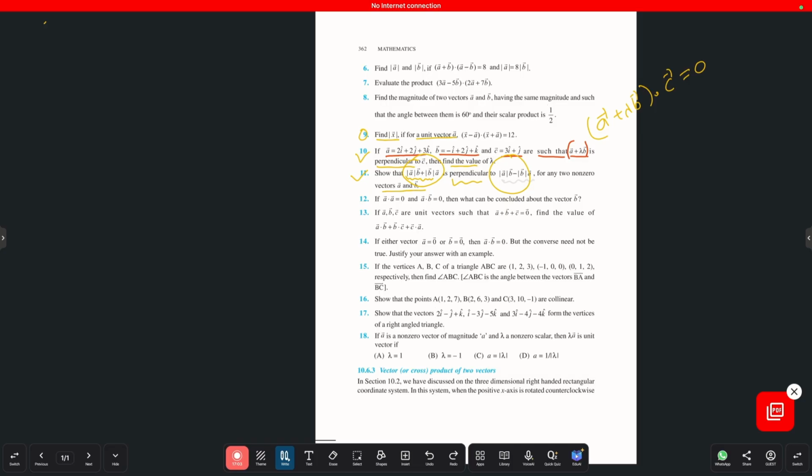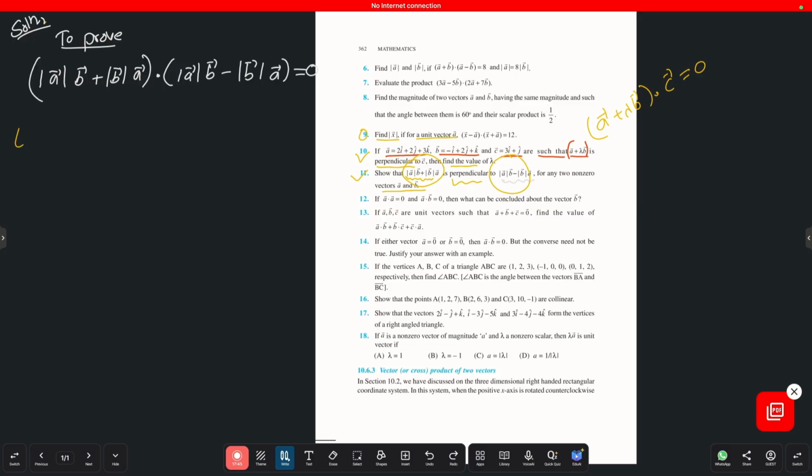It means if we can show this vector dot this vector gives zero, it is proved, both are perpendicular. To prove: (|a| b vector + |b| a vector) dot product with (|a| b vector - |b| a vector) equals 0. This we need to prove. Then it will be done. They will be perpendicular.